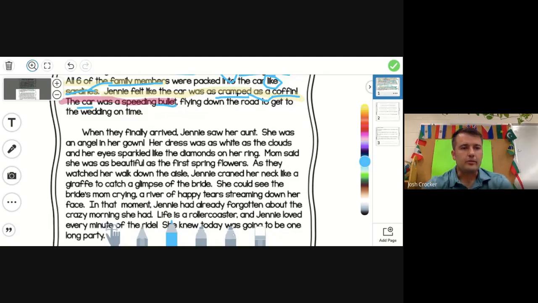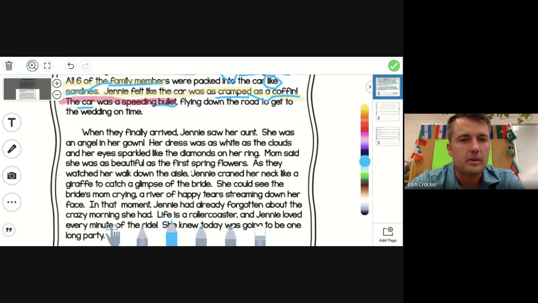I'm going to read through a part of this third paragraph, and I just want you to sort of listen for similes and metaphors. When they finally arrived, Jenny saw her aunt. She was an angel in her gown. Her dress was as white as the clouds, and her eyes sparkled like the diamonds on her ring.